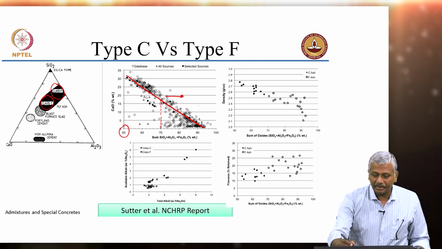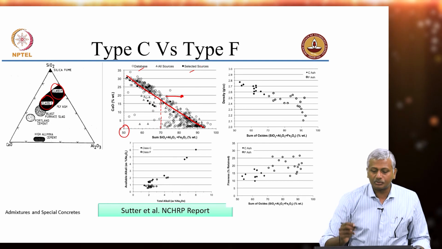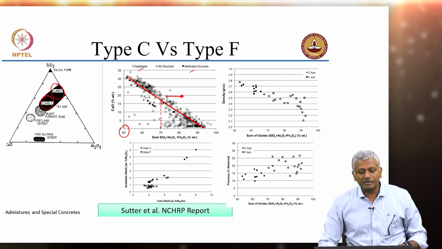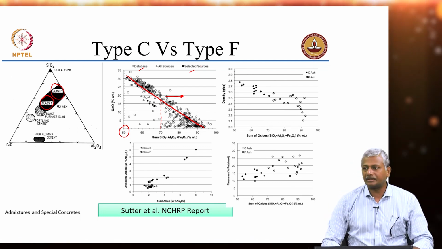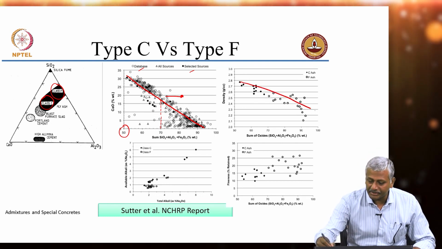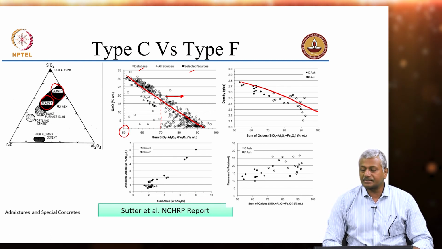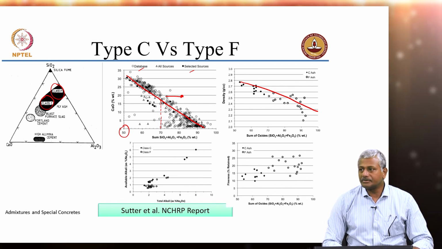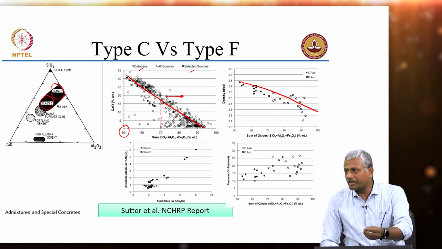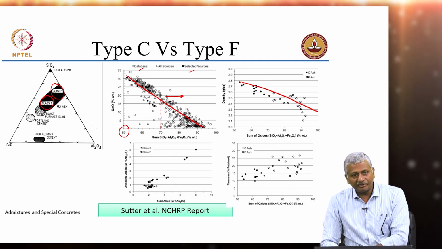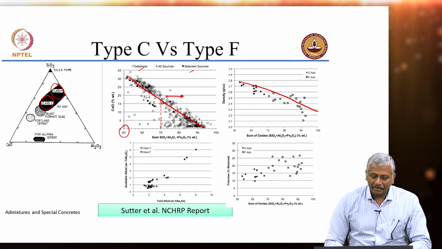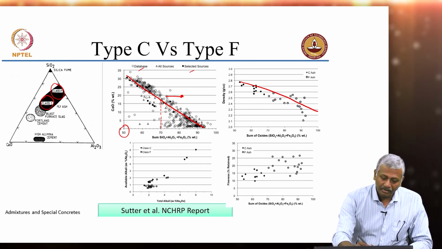now of course the legend is showing database and selected sources. Selected sources are the sources that they collected from different parts of the country. Database is basically the data that they got from various published articles. Interestingly, they also see that the density of the fly ashes seems to reduce with increased amount of the silica and alumina and iron content. So, this indicates that when you have type C fly ash, you may get higher densities as opposed to type F fly ashes.